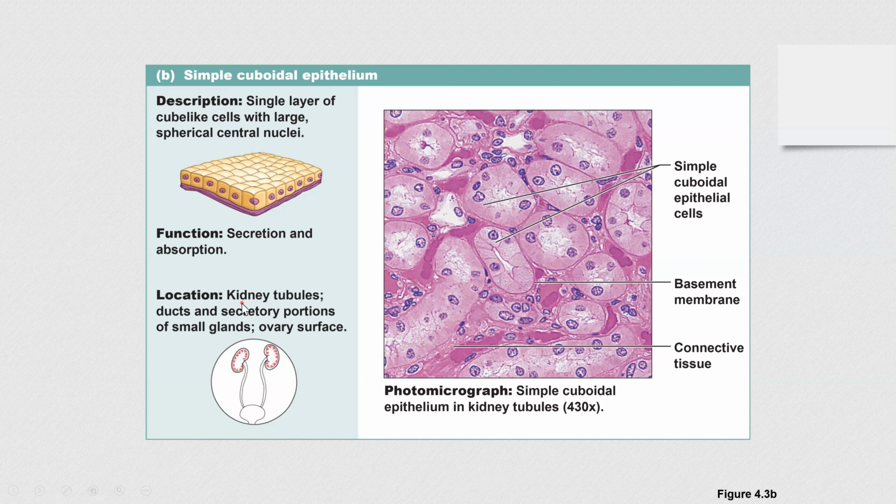So we will find it in kidneys, all right, because we will need to reabsorb stuff in the kidney, for example, and we will secrete something in kidney. And also glands, as I told you, right? Secretory portion of smaller glands. Also, ovary surface is covered by simple cuboidal. So over here you see kidneys, and they show you they have those simple cuboidal epithelium.